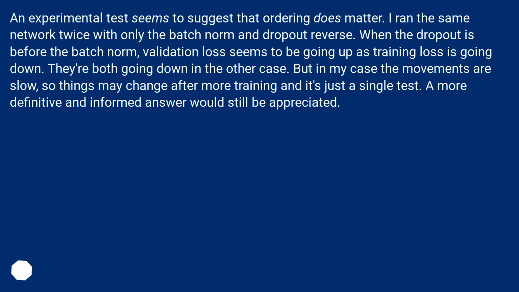Update. An experimental test seems to suggest that ordering does matter. I ran the same network twice with only the batch norm and dropout reversed. When the dropout is before the batch norm, validation loss seems to be going up as training loss is going down. They're both going down in the other case. But in my case the movements are slow, so things may change after more training, and it's just a single test. A more definitive and informed answer would still be appreciated.